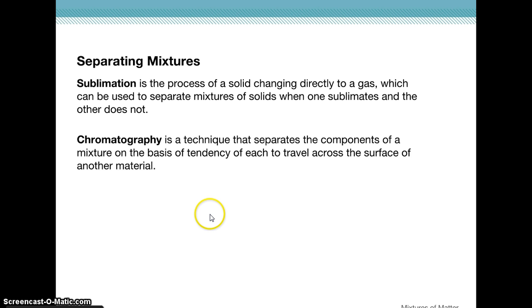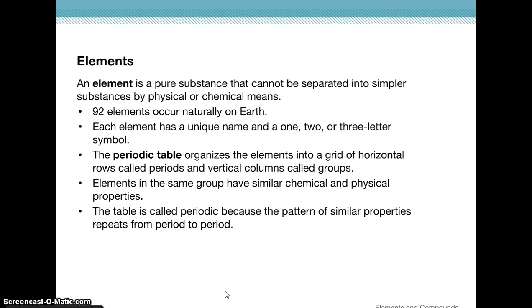So we'll see some of those techniques in labs throughout this semester. All right, the last thing we need to look at is we need to take the idea of a substance and distinguish even further into elements versus compounds. So an element is a pure substance that cannot be separated into simpler substances by physical or chemical means. Elements are the smallest things. You can't break them down any further.